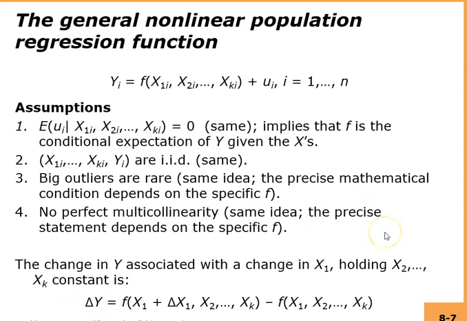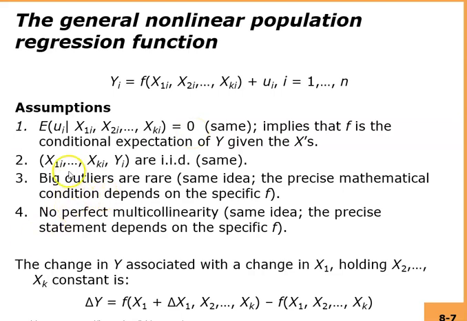So an important point to note over here is that the assumptions of OLS remain the same even for the nonlinear population regression function. So we will basically have to still follow the same set of 4 assumptions. The first one is that the conditional expectation of u given x's is equal to 0, so that still remains the same even for nonlinear functions.